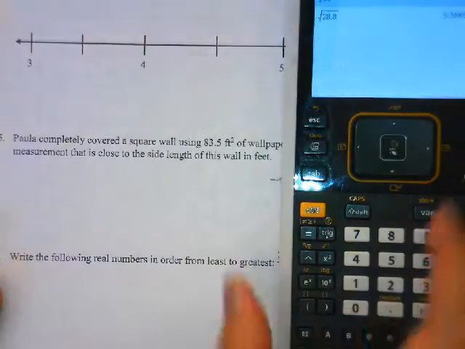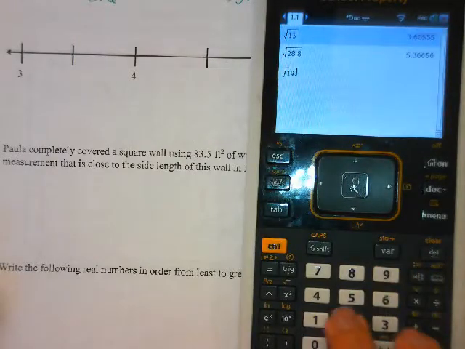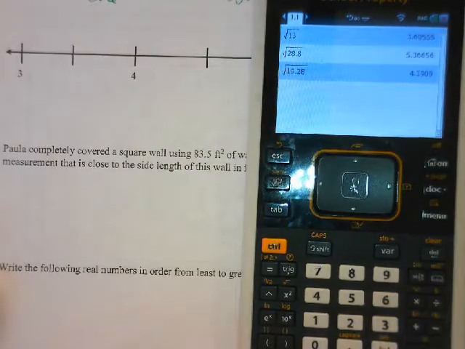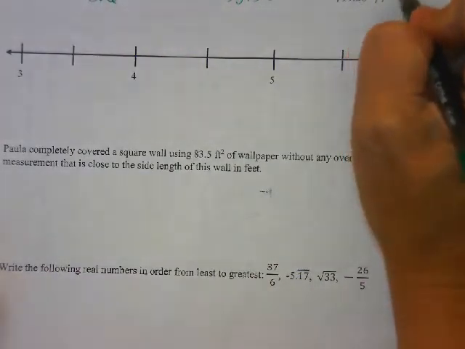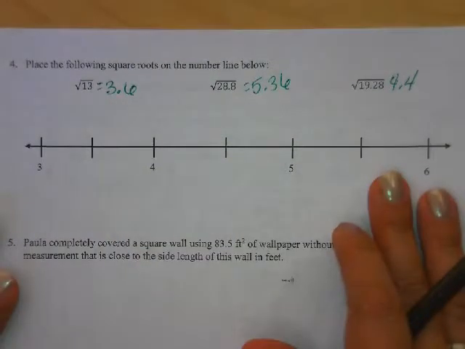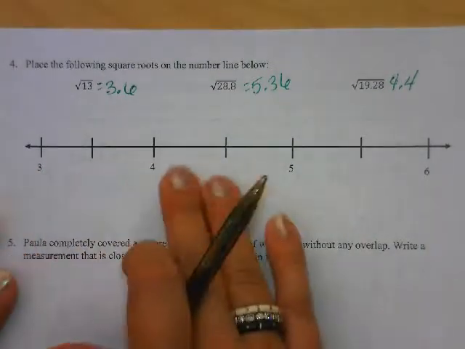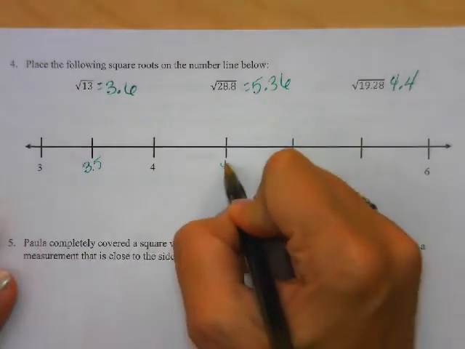And again, Control squared, that number was 19.28, 4.39, you can call it 4.4 even. After you have those, then you can put them on the number line. So I know here you can see 3, 4, 5, 6, there's spaces in between, so these are obviously halves.